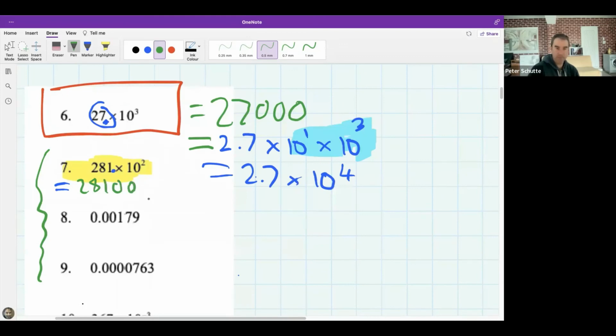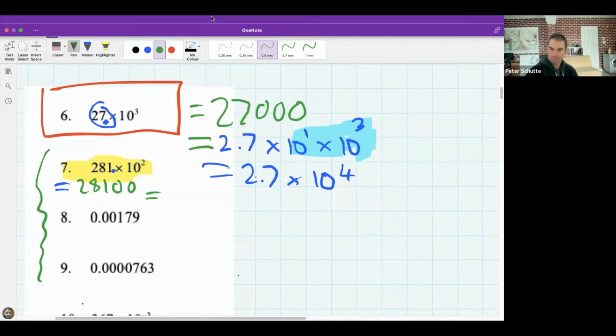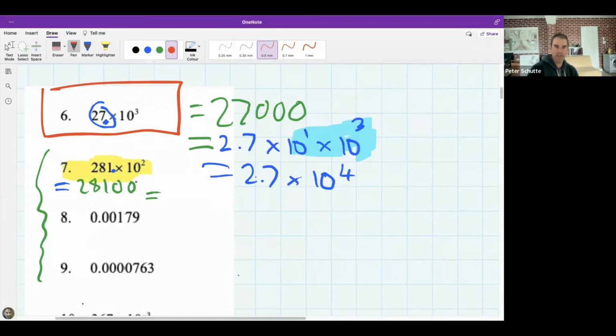is not the full number. I want it written in scientific notation. So we still need to do a bit more work there. There we go. So I see in the chat, someone has 2.81. We're definitely going to have 2.81 because the decimal point is going to move to there.